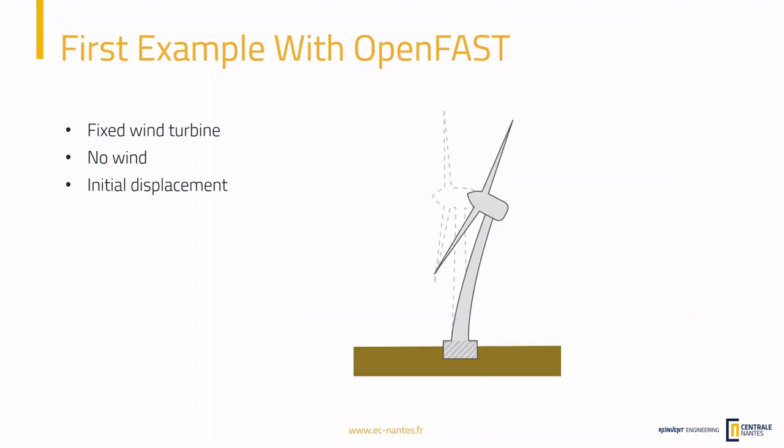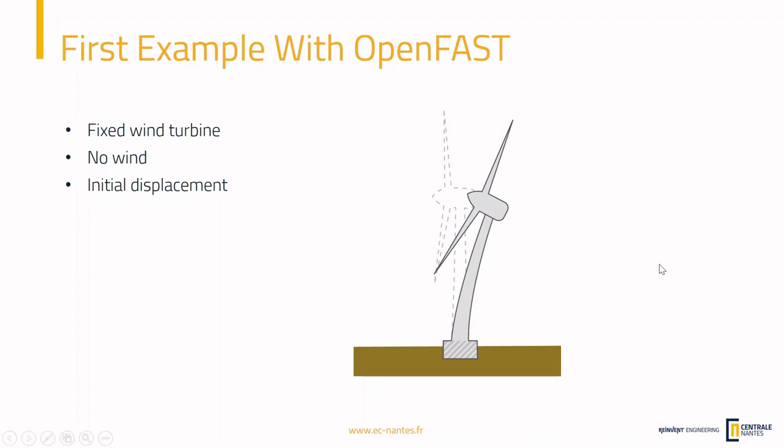So now, to illustrate what we said, to illustrate ElastoDyn, we will run a first example. It will also be the opportunity to see how OpenFAST is run. For this first example, we will have a fixed wind turbine. You can see it here, it's fixed on the ground. There is no wind because we don't want to look at the aerodynamic forces for now. And the turbine is not rotating, so it can be pretty boring.